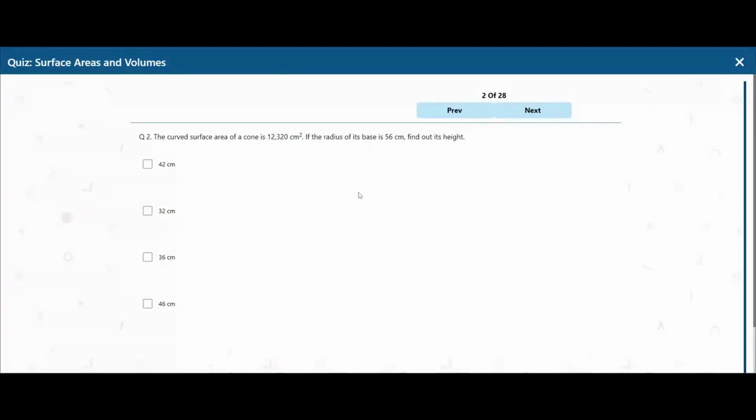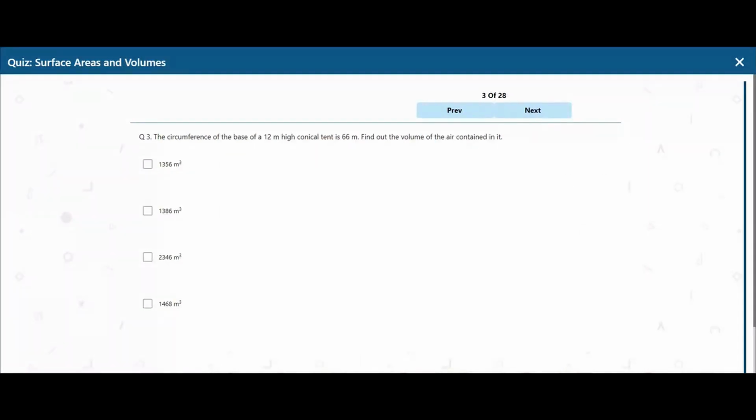Yes, ma'am. Akash, CSA of cone is 12,320. Radius of the base is 56. Find the height. CSA of cone is pi r L. 42 centimeter, ma'am. 42. Which one? 40. 42, ma'am. That's correct.